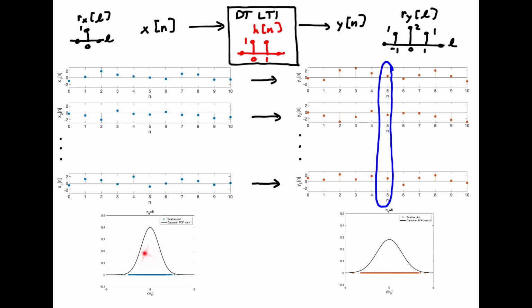This had a narrower PDF. It had variance 1. With a larger variance, this should have variance 2 based on this. I'm more spread out along here, so I get a larger variance, and they're distributed along here as we would expect for a Gaussian random variable with variance 2. Okay.